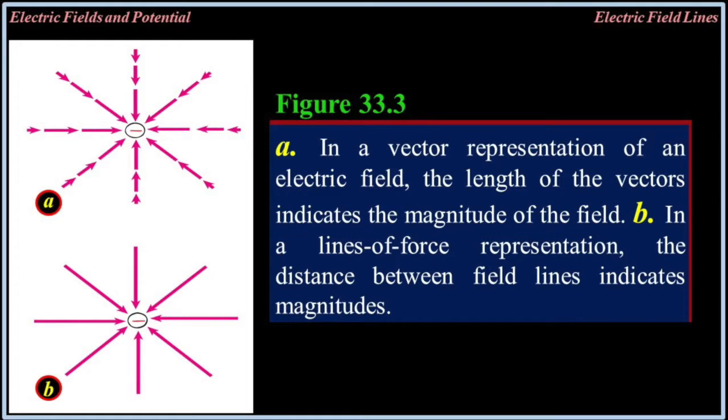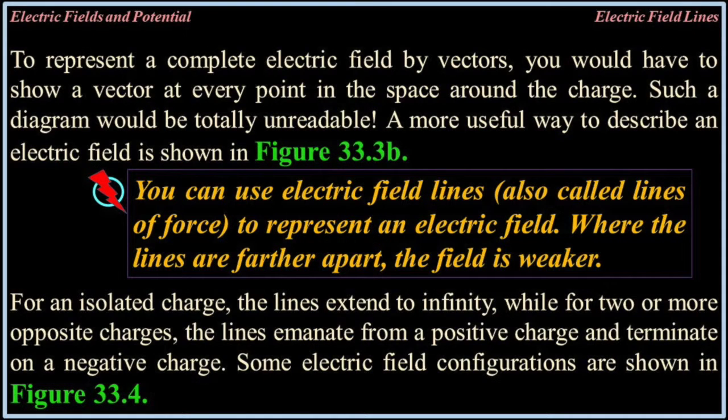The magnitude of the field is indicated by the length of the vectors. The electric field is stronger where the vectors are long than where the vectors are short. Figure 33.3a, in a vector representation of an electric field, the length of the vectors indicates the magnitude of the field. B, in a line of force representation, the distance between field lines indicates magnitude.